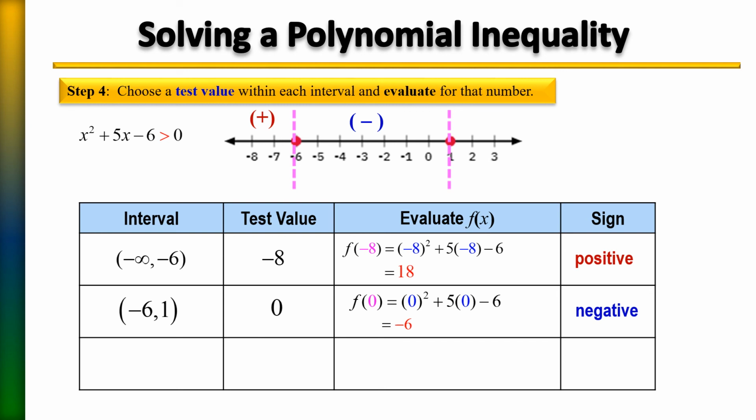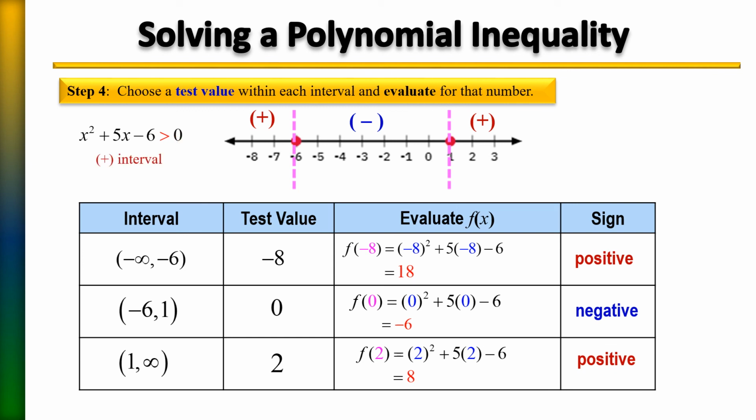Next, we want to test the region from 1 to positive infinity, and let's use the value 2. So finding f of 2, once we plug that in and do the math, we're going to get an output value of 8. That's a positive number, so everything in that region from 1 to positive infinity is positive. And again, in our given inequality, we're looking for values that are greater than 0, so that's all positive values.